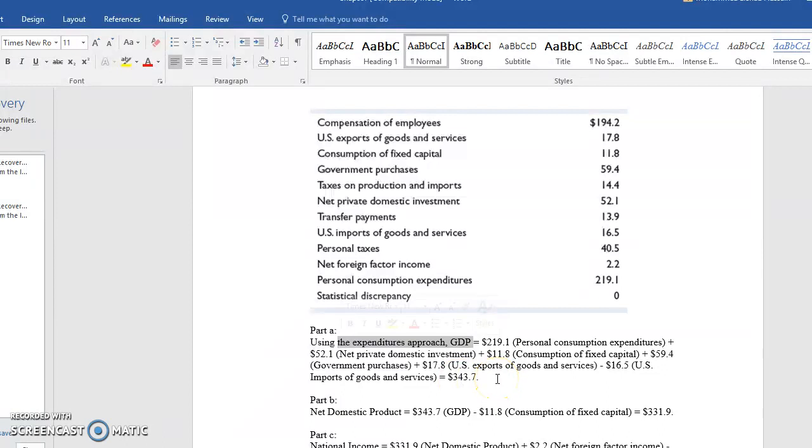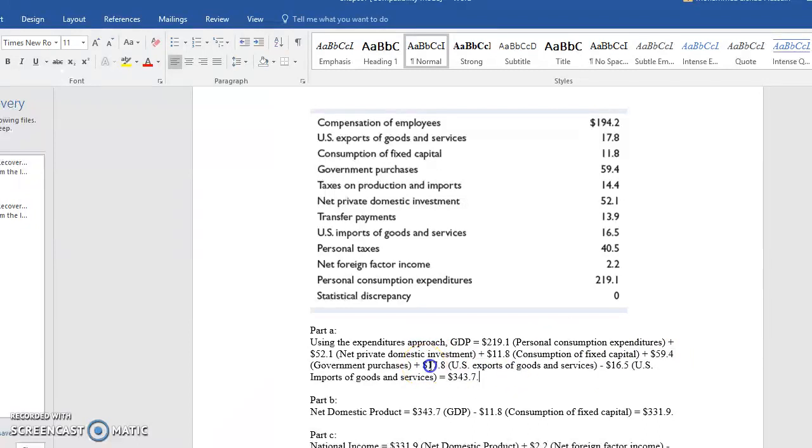So let us start. These are the items, and in part A, we want to find GDP in the expenditure approach. We know that GDP in the expenditure approach is the sum of 4 components. One is the personal consumption expenditure, which is 219.1 in this example, and then net private domestic investment is 52.1, and we have to add consumption of fixed capital, which is 11.8, right? So these two items together make gross domestic investment. And then the third item is the government expenditure, which is 59.4, government purchases.